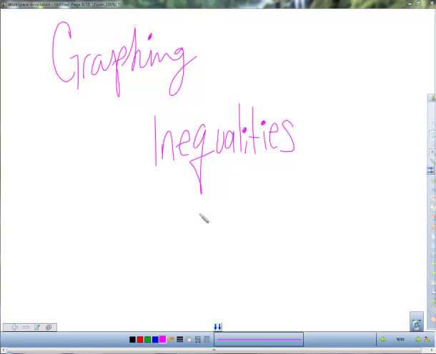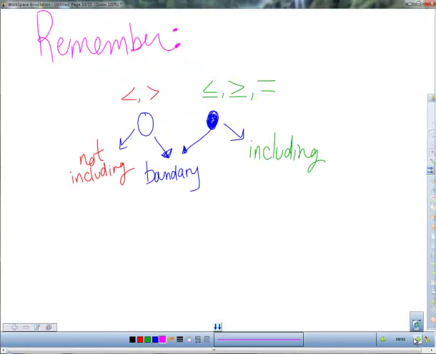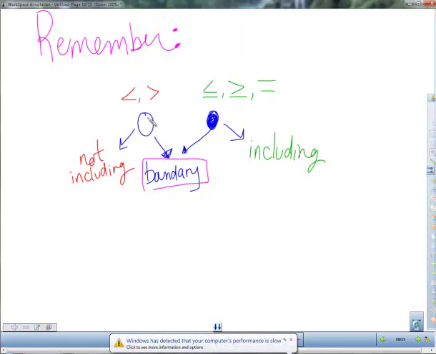Go ahead and get out Cornell notes and title them Graphing Inequalities. Remember that when we are graphing inequalities, if it is an open circle or a closed circle, that represents a boundary. The open circle is not including that number and the closed circle is including that number. For the open circle, the signs that we use to represent that are less than and greater than. The closed circle, we have less than or equal to, and greater than or equal to, and we have equal to.